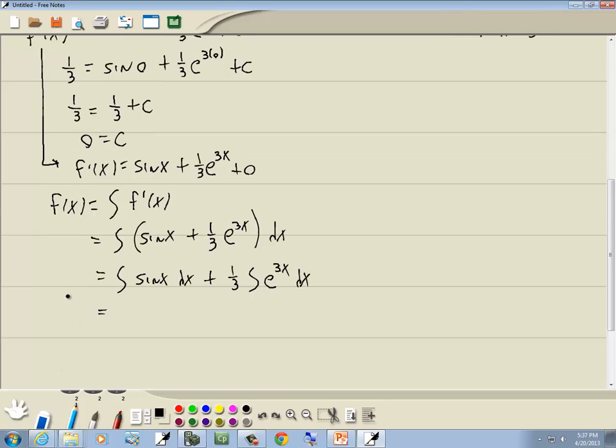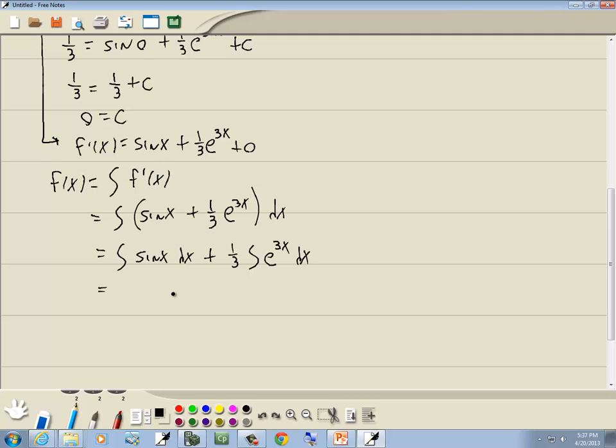Well, the integral of sine is negative cosine. So that's negative cosine plus 1/3. And we found this one up above. The integral of e to the 3x dx is going to be 1/3 e to the 3x plus c. Which gives us negative cosine x, 1/3 times 1/3 is 1/9, so plus 1/9 e to the 3x plus c.